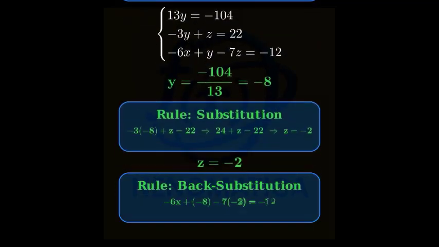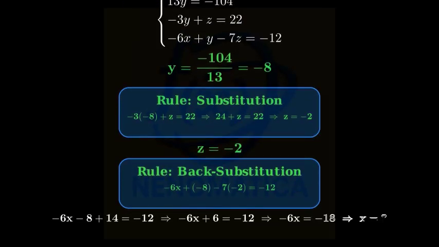Substitute y equals -8 and z equals -2 into -6x plus y minus 7z equals -12. We get -6x minus 8 minus 7 times -2 equals -12. So -6x plus 6 equals -12, giving x equals 3.